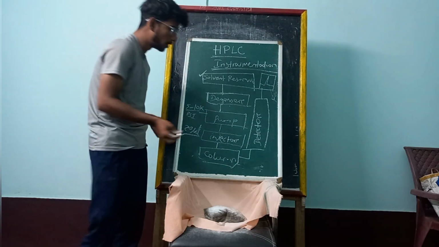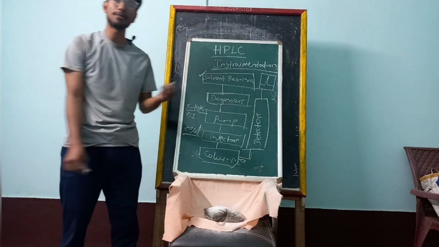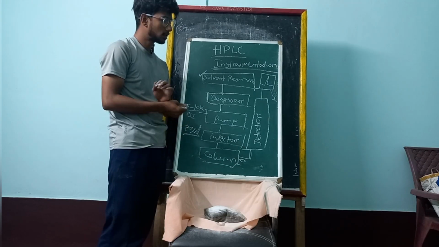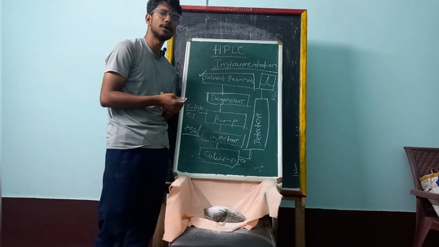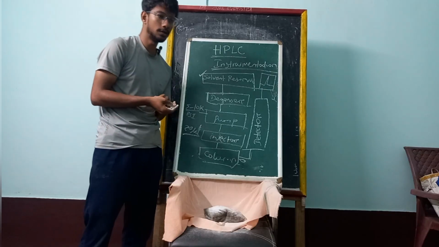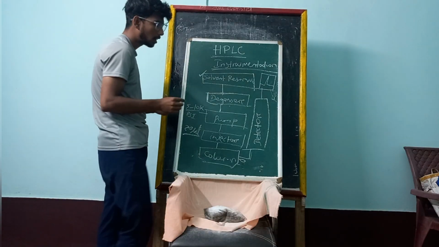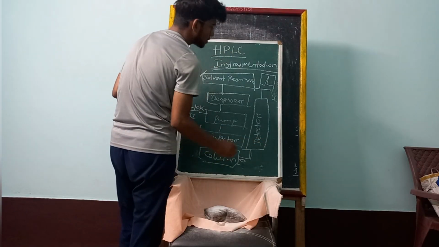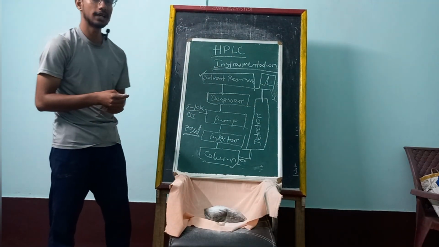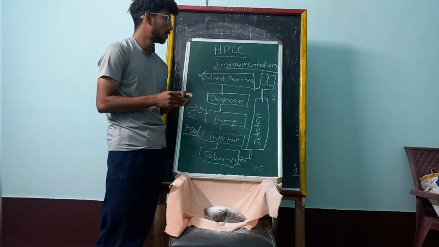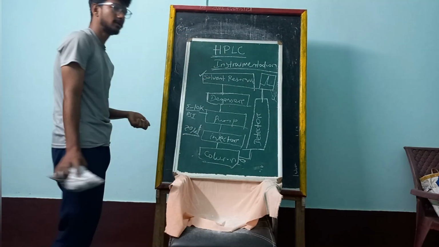When the eluted material comes out of the column, it goes to the detector for detection. Various types of detectors are used in HPLC, such as LCMS, which is used in mass spectroscopy for ionization detection, the PDA detector, that is photodiode array, and also the UV detector. After the detector, we go to the recorder. The recorder shows the peaks of the HPLC according to their retention time. This is all about the instrumentation part of HPLC.